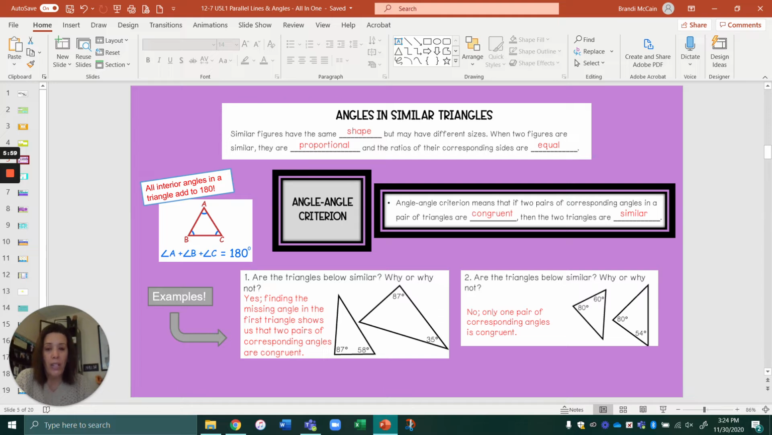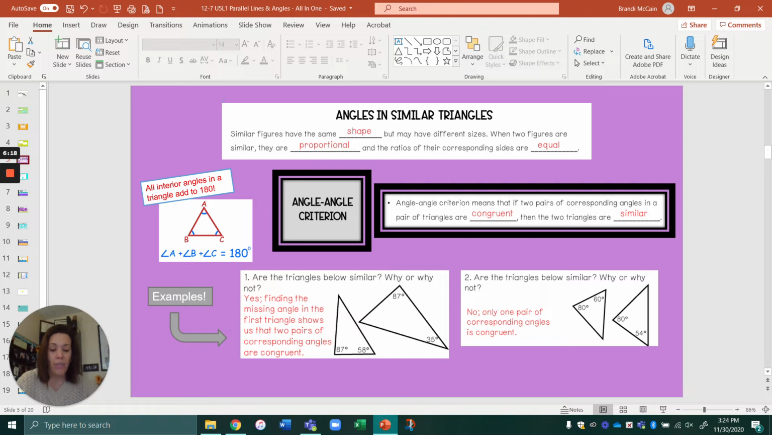Okay, so if I did 87 plus 35, that gives me 122, and 180 minus 122 gives me 58. So 58 here, 58 here, 35 here, 35 here. Those triangles are similar. Okay, so question 2 says, are the triangles similar below?